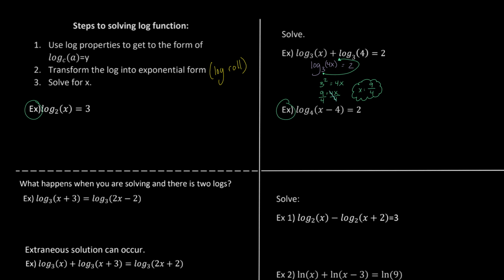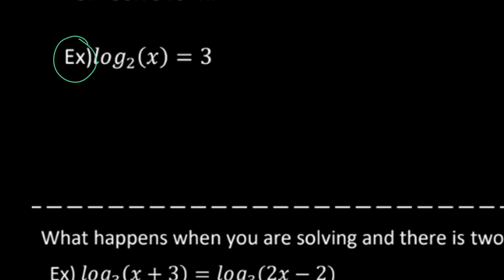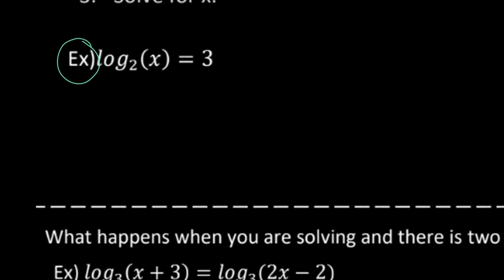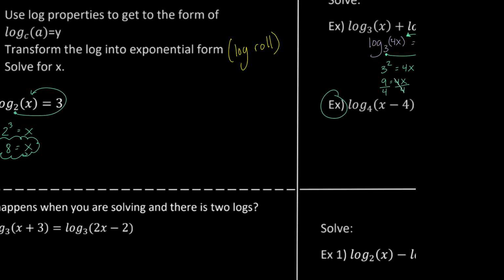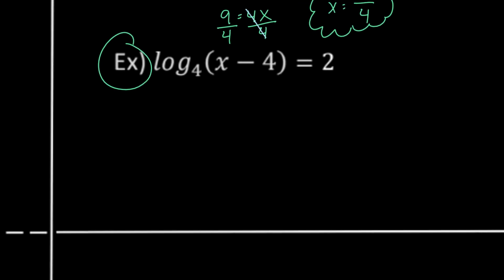Yes, the first example, what did you guys get? Yes, so here we can immediately log roll because the log is by itself. We have 2 to the 3rd power is x, and 2 to the 3rd power is 8. So that's what x is. Now what about the second example? What did you guys get?